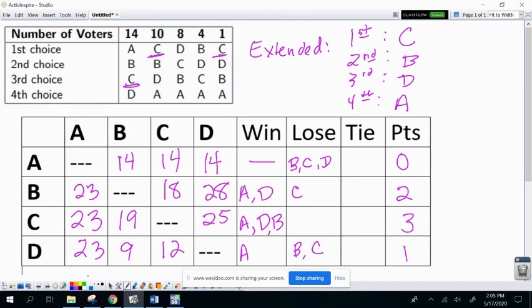I hope that helps. This table is just one way to organize those head-to-head comparisons. You may have a different way that you prefer, but you do need to see the total points for each candidate in order to do the extended comparison.